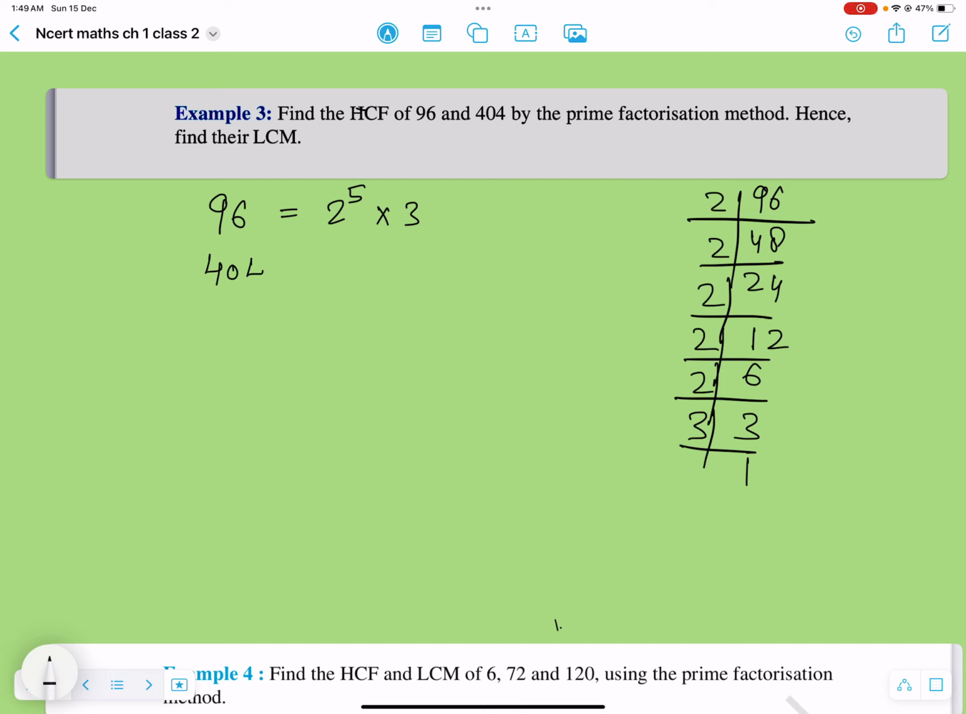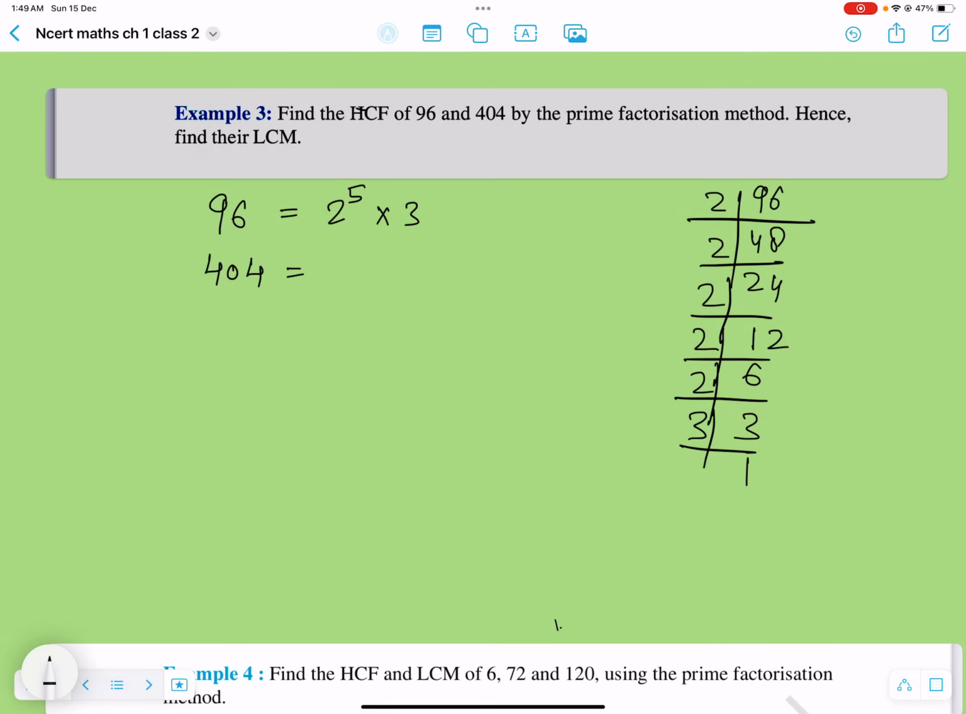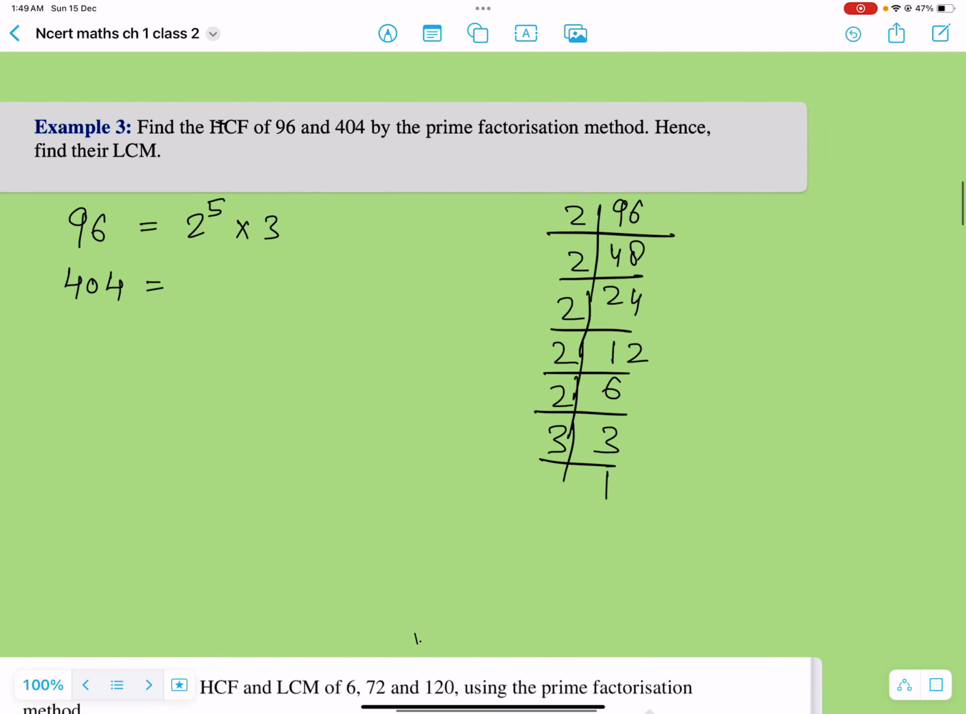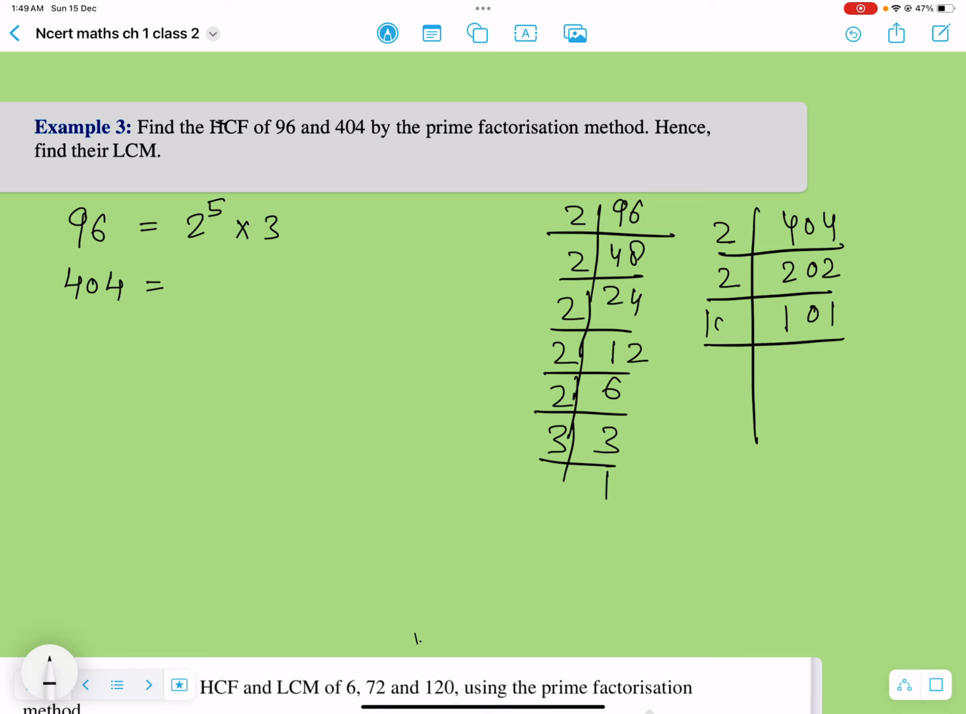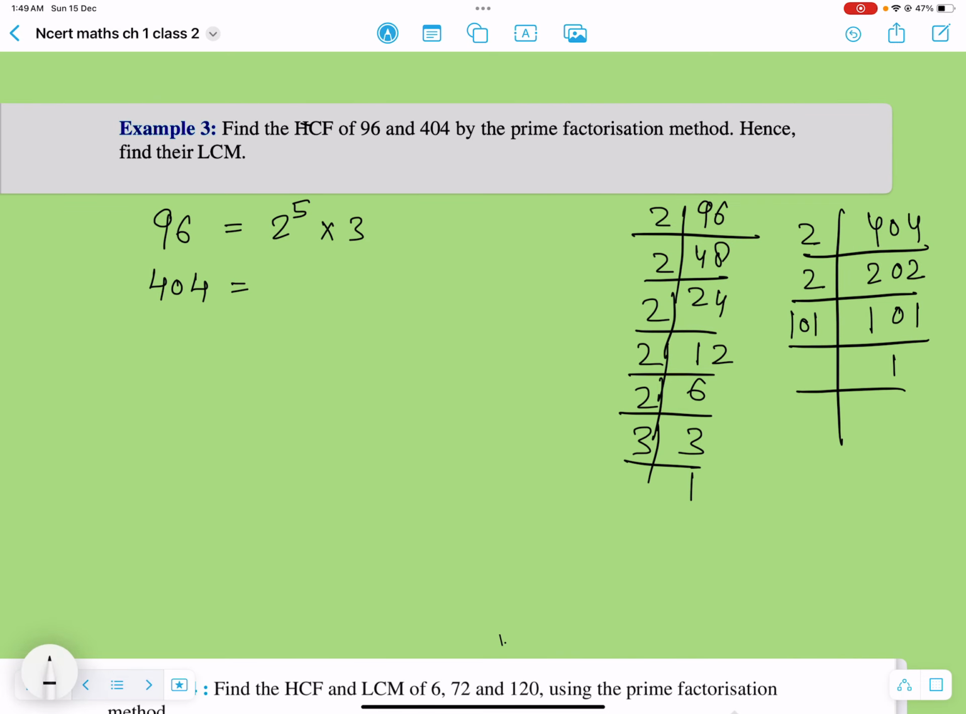And now when we go to 404, you can again apply the same method. So what you can do here, you go like this: 404, the least prime number is 2. So we'll start with 2. 2 2s are 4, 0, 2 2s are 4, 2 1s are 2, 0, 2 1s are 2. And that's it, because 101 is your prime number. So the factors of this number would be 2 raised to power 2 multiply 101, right?